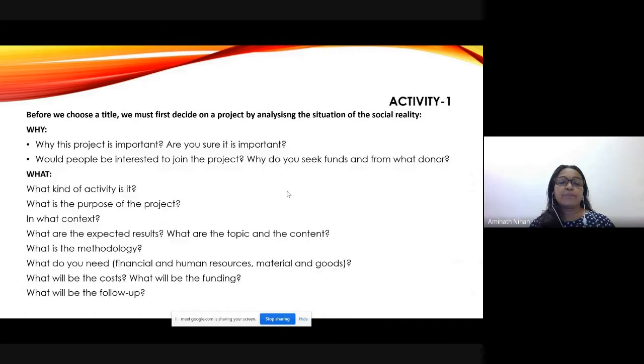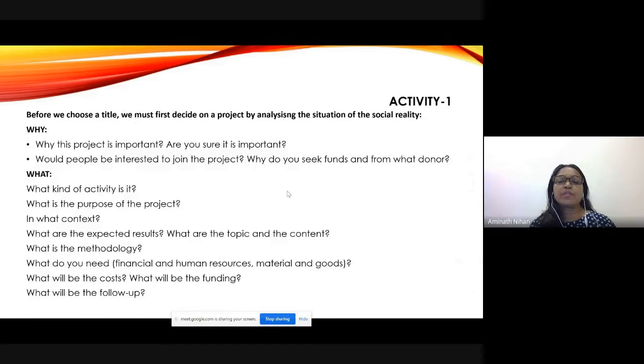Again, a bit of establishing a background. Why? First ask yourself why, right? Why is this project important? Are you sure it is important? Would people be interested to join the project? Why do you seek funds, and from what donor, right?